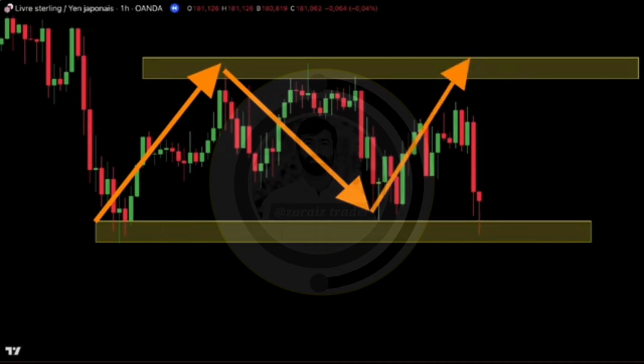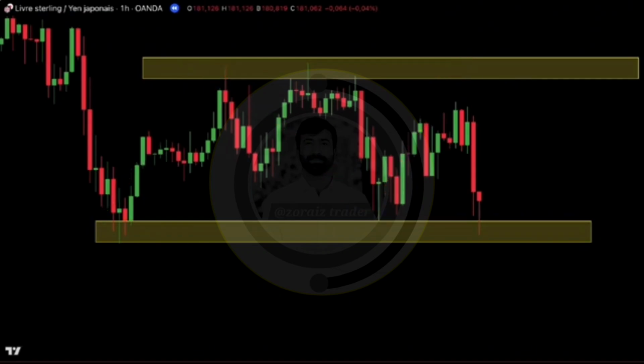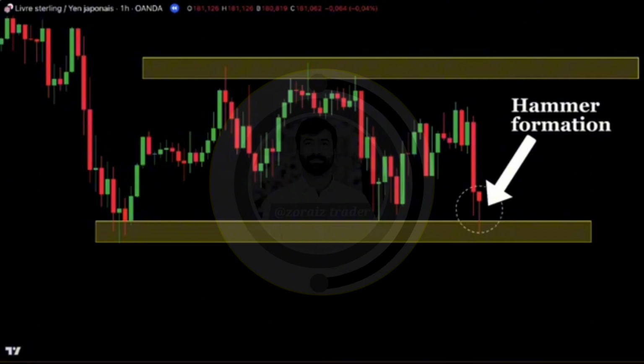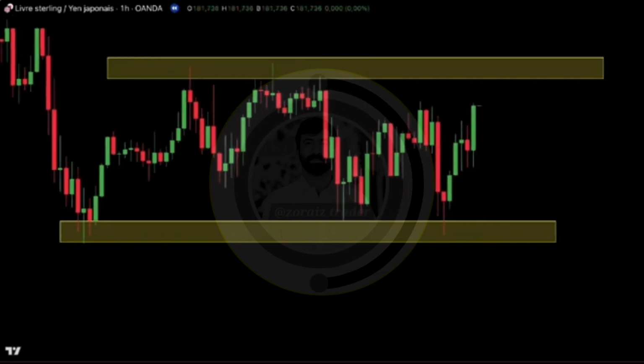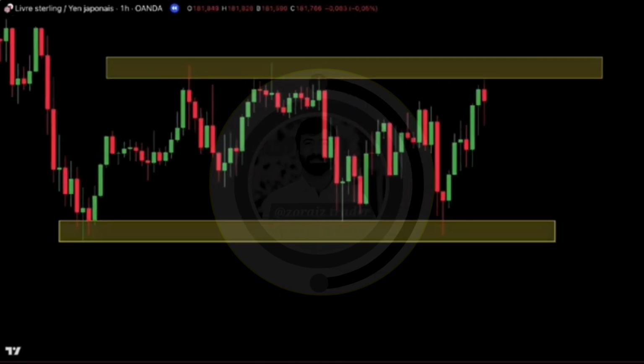At one point, price reaches the support level again, but instead of breaking lower, a hammer candlestick pattern forms. This is a strong bullish reversal signal, indicating that sellers tried to push the market lower but failed, and buyers are starting to take control. Since we are in a range, the appearance of a hammer at support suggests that the market is likely to bounce back up toward resistance. Until a breakout happens, the market is expected to stay inside this range.